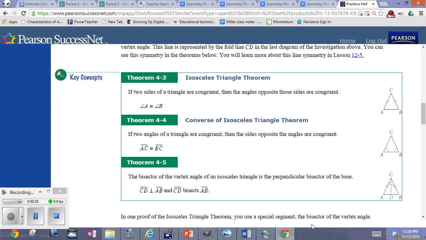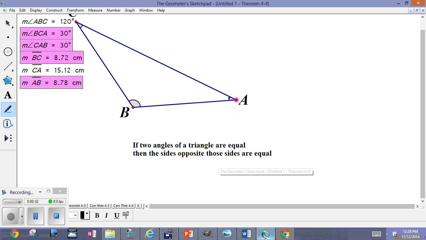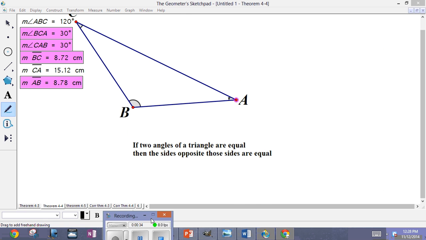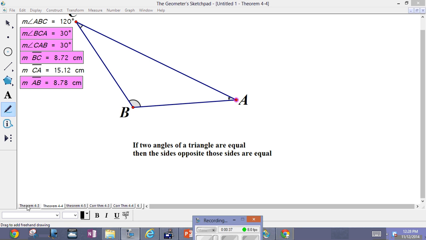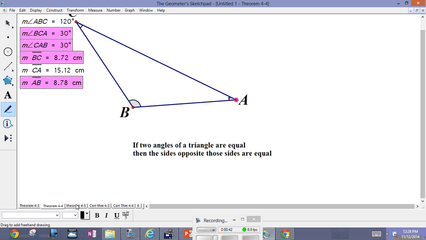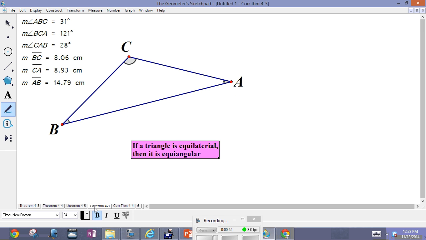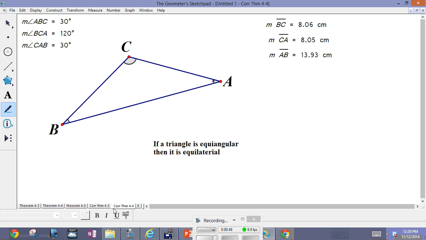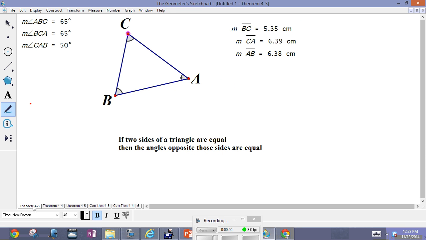So we'll go through and show you what I did on the sketches quite simply. I have the five pages: Theorem 4.3, 4.4, 4.5, corollary to 4.3, corollary to 4.4. Simply, I made one triangle, and I wrote down the theorem: if two sides of a triangle are equal, then the angles opposite those sides are equal. Basically, I just put any triangle in.